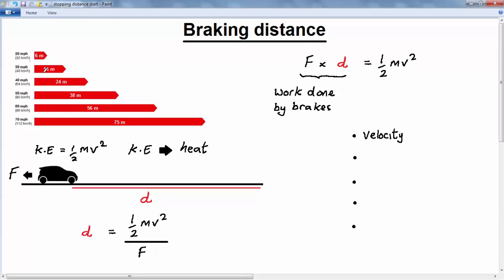Or if you're travelling at 30 miles per hour, your braking distance is 14 meters, then you double that to 60 miles per hour, and your braking distance is now 56 meters. That's 4 times greater. So it depends on v squared.